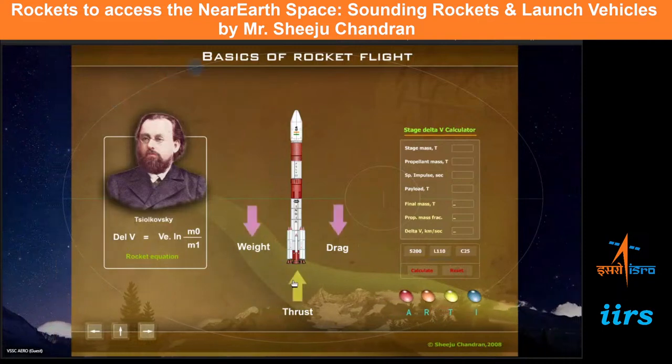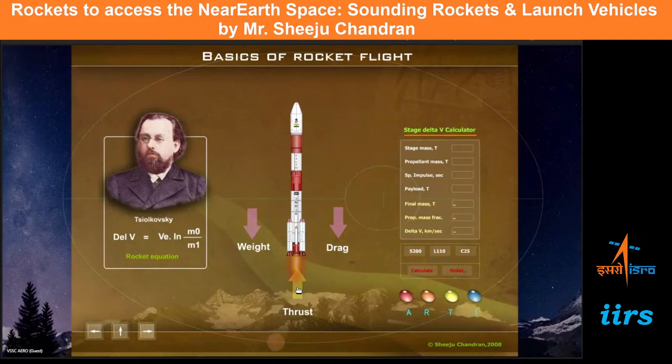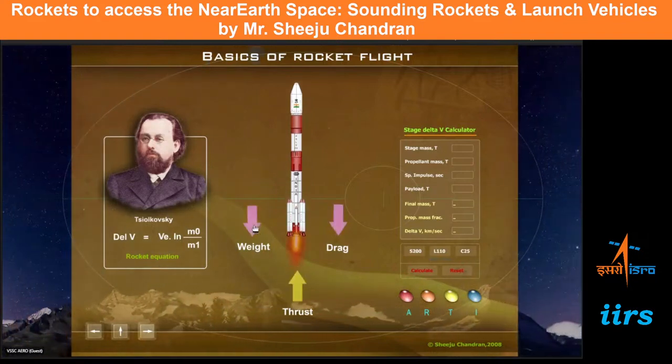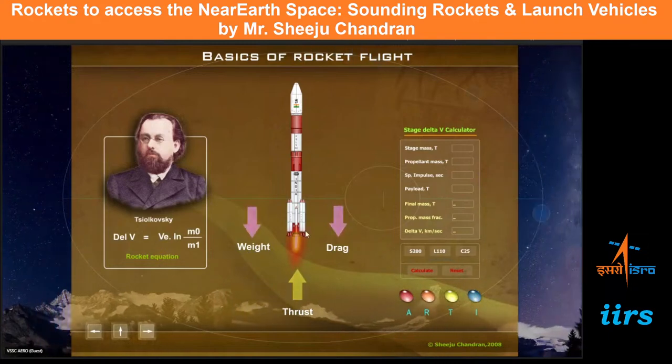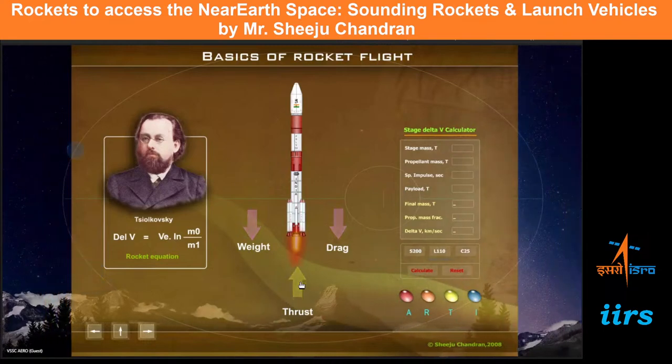Now, as far as a rocket is concerned, the basic principle is the same. The thrust has to be upward because the rocket has to go upward. The weight will be acting down. The thrust should be more than that. The drag also has to be compensated by the thrust. So this is how it may look.